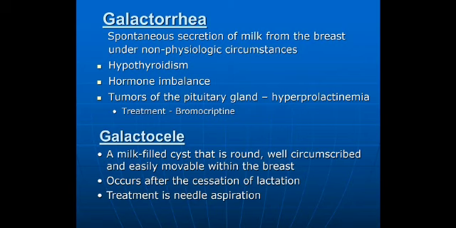What is galactorrhea? It is the spontaneous secretion of milk from the breast under non-physiological circumstances, due to hypothyroidism and hormonal imbalance, or due to a tumor of the pituitary, commonly hyperprolactinemia. The treatment is bromocriptine. There is one syndrome called Chiari-Frommel syndrome.